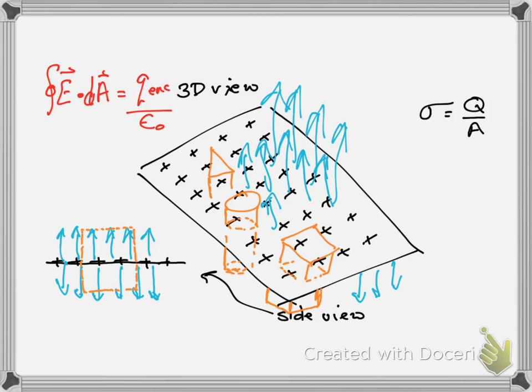Let's see why it doesn't matter what shape box we use. So let's go ahead and just call the area of the top of the box A and the area of the bottom of the box A.